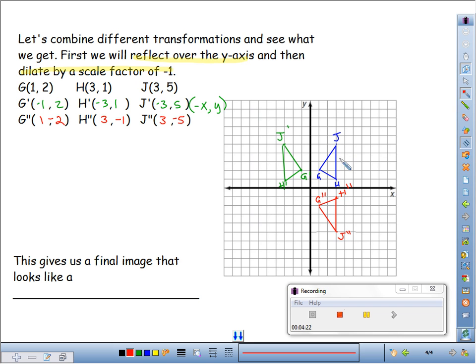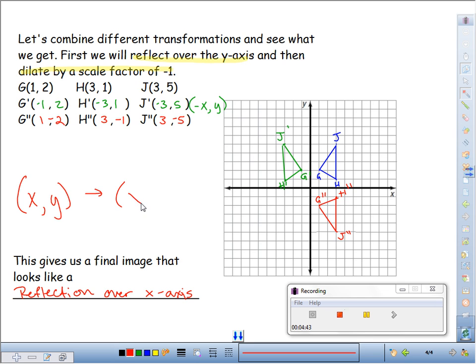So what happened here? Well, this is a mirror image over the x-axis. And so it's a reflection over the x-axis. Okay, so my coordinate notation would look like x, opposite y.